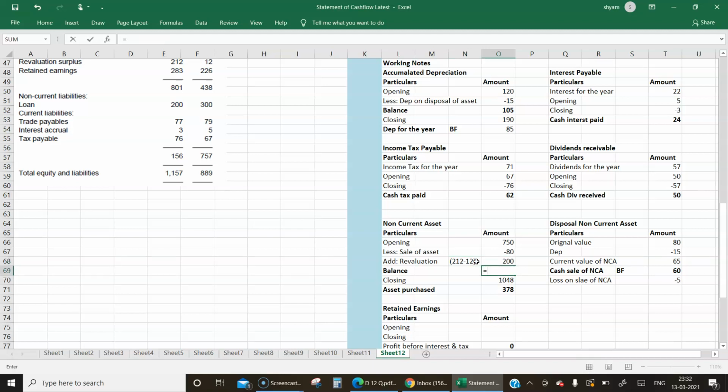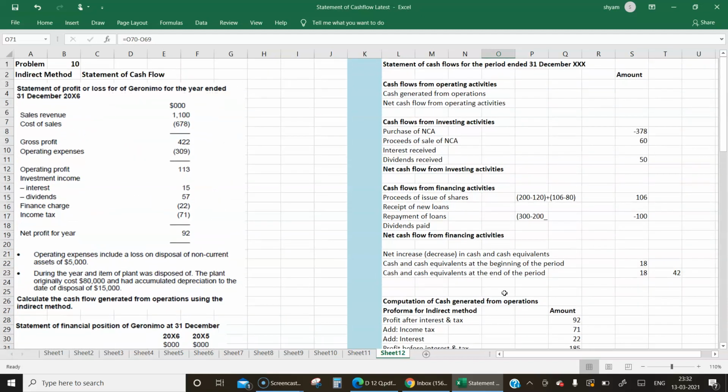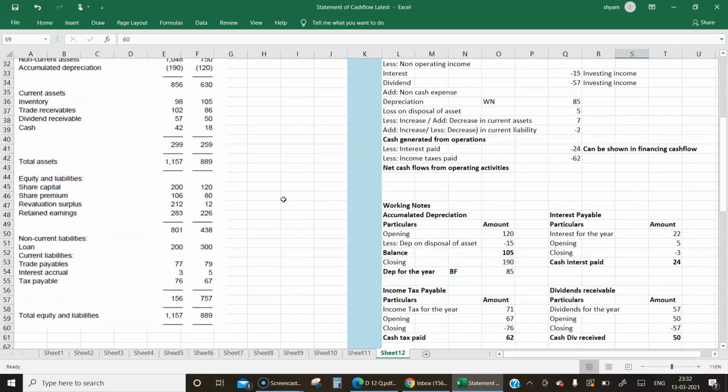So our balance would be the sum of these, which is 870. So 870 worth of assets should have been there, but the closing is much higher. It shows 1048. The difference between 1048 and 870 is 178. We have already shown asset purchased to be 378, so that is wrong. We have not taken the revaluation into account. So it's just 178.